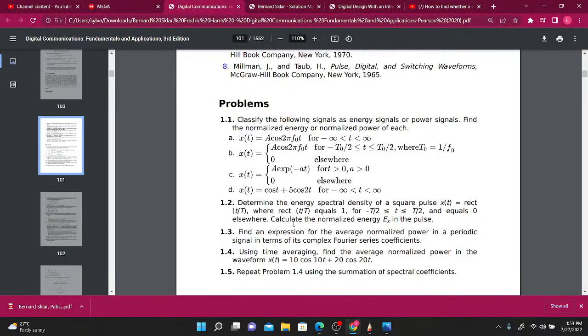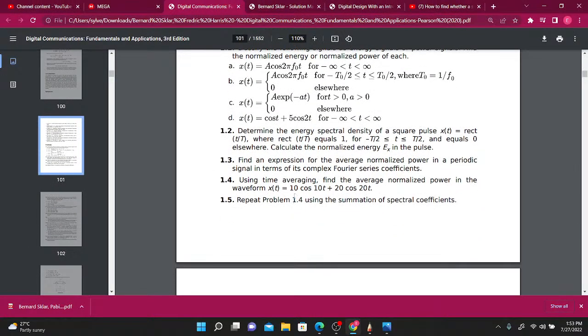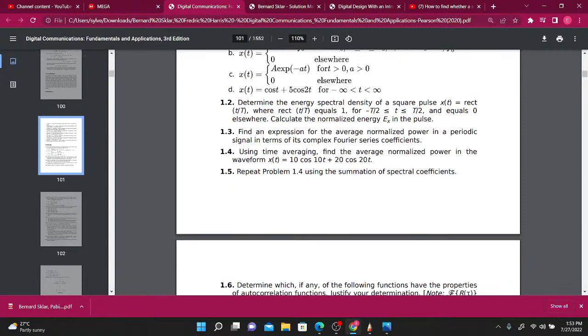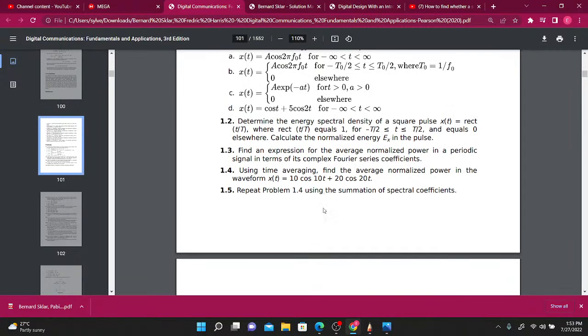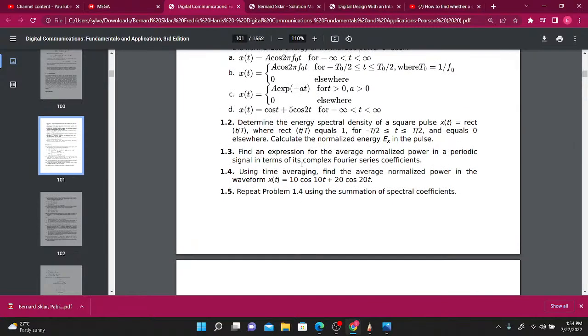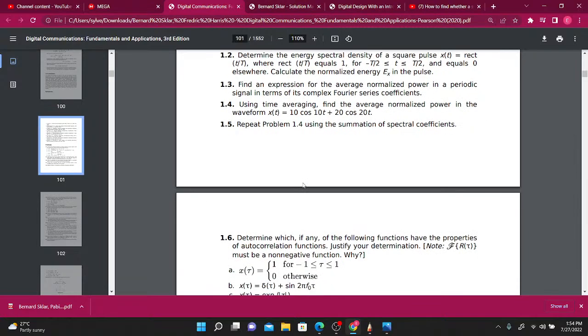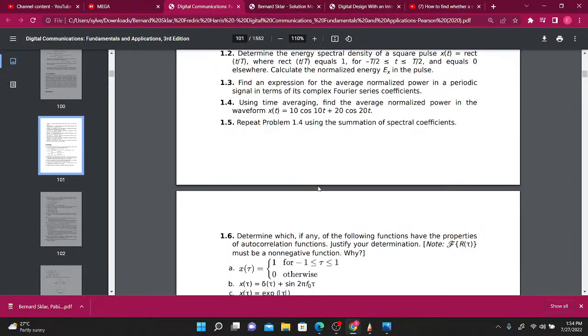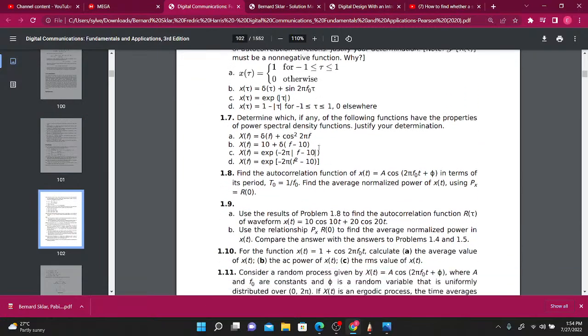Now the next example, we're supposed to determine. Okay, so let me go up. From what we've done, it means we should be able to solve this question. Example 1.14 here. It's very similar to this one. Find normalized power. We can do it. Then we should also be able to find. Okay, so we should be able to do that one.